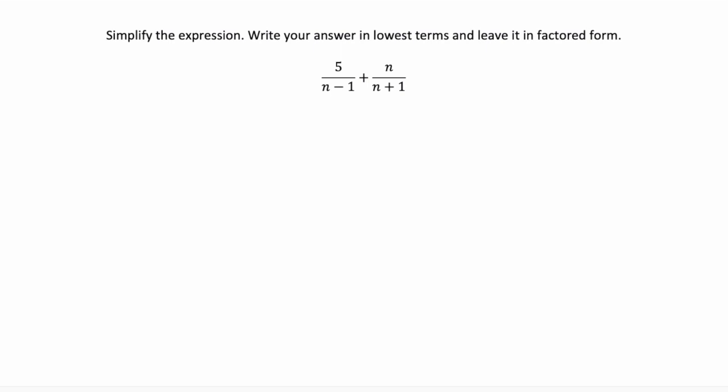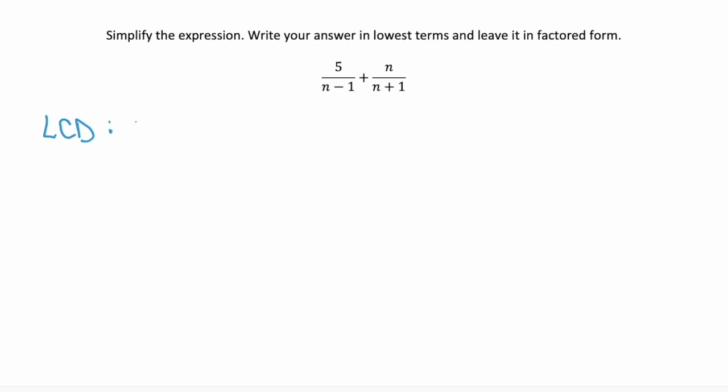Today we're being asked to simplify this expression, and notice we have two rational expressions that we need to add together. Remember, adding rational expressions is the same as adding any other kind of fraction. You need a common denominator. And when we're finding our common denominator, first we want to see if we can factor anything. Here we can't. So we're going to try to find that least common denominator between these two.